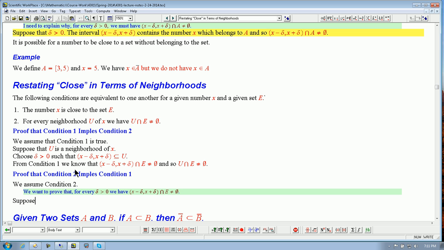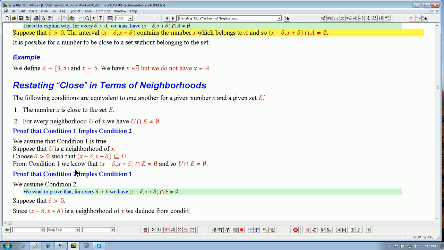Suppose that delta is greater than 0. End of sentence. Okay? Since this stick is a neighborhood of x, that we know, we deduce from condition 2 that this stick intersected with E, what's the set called, E, is unequal to the empty set. There you are. That's the easy direction.